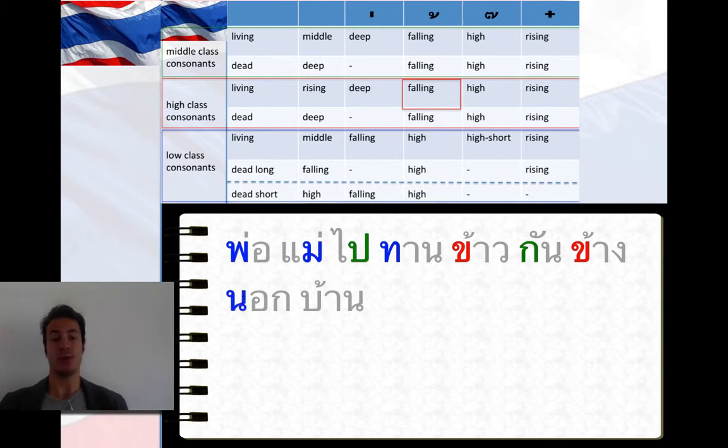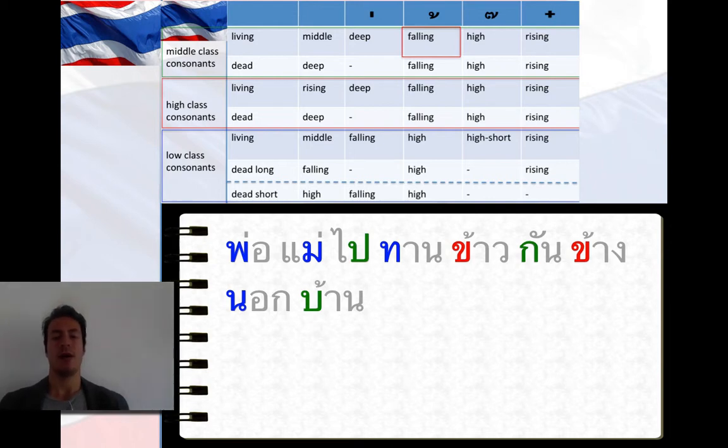And the next word, low-class consonant, dead syllable, and here in this case, because we need to distinguish, dead long syllable, and no tone mark, therefore resulting in a falling tone. นอก. And the last: middle-class initial consonant, second tone mark, and living syllable, therefore falling tone. บ้าน.